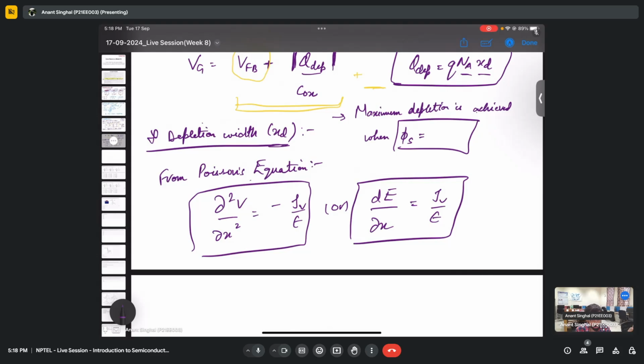Any guesses? 2 5 F. Yeah, 2 pi. So the intention of calculating the depletion width in all this derivation is to calculate the maximum depletion width, because the question in general asks about the minimum capacitance or the maximum depletion width. So they are the same thing. If we have the maximum depletion width, we can calculate the minimum capacitance.